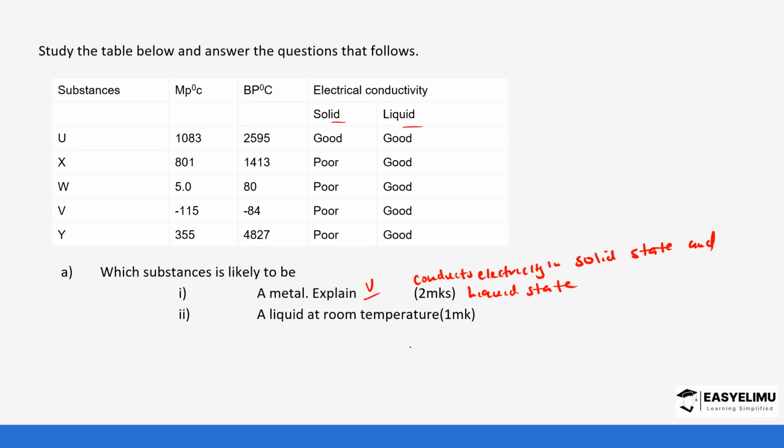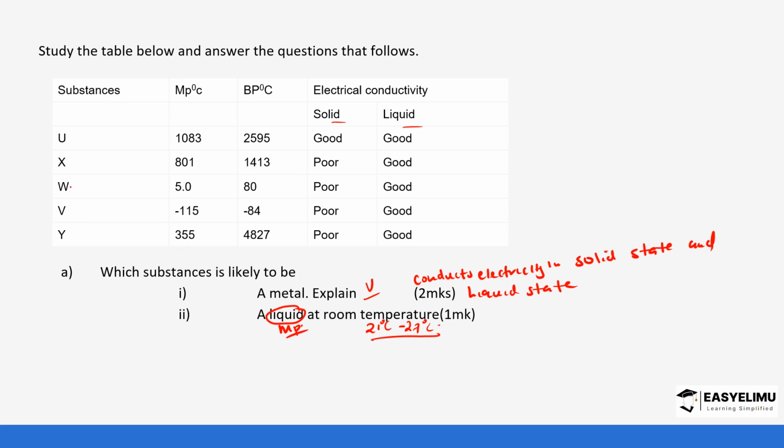And then which substance is likely to be a liquid at room temperature? When you talk about liquid, it means this substance has moved from a solid to a liquid. It has undergone melting. So we want to look at the melting point. And the melting point needs to be lower than the room temperature, because by the time it reaches room temperature, it has already turned into a liquid. So it needs to be lower. The approximate room temperature is 21 degrees Celsius. Other books talk about 27 degrees Celsius, but in this range.